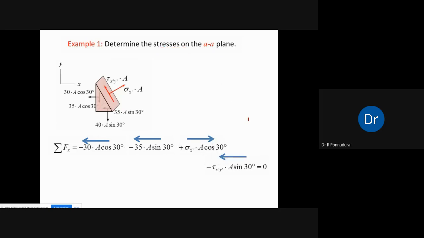You agree or not? Is it correct? When I analyze the horizontal components of the forces only, moving towards left and moving towards right, moving towards right is positive and moving towards left is negative. So I can get this expression, okay? Shall I go ahead? Participants, you are requested to please respond.